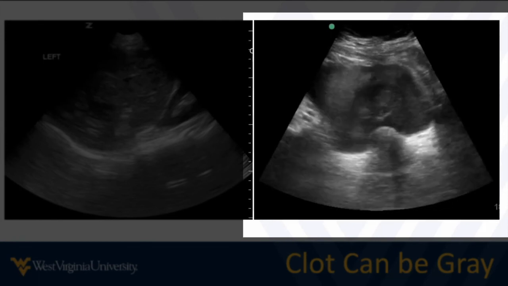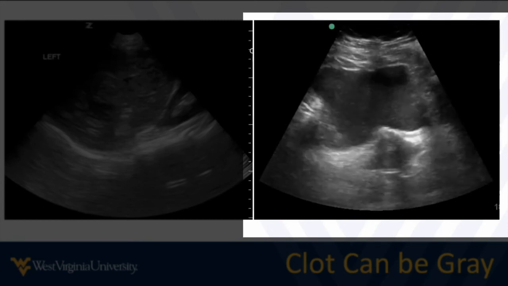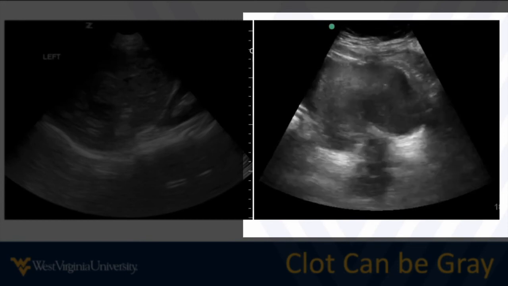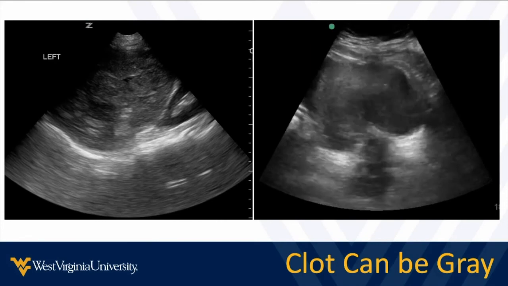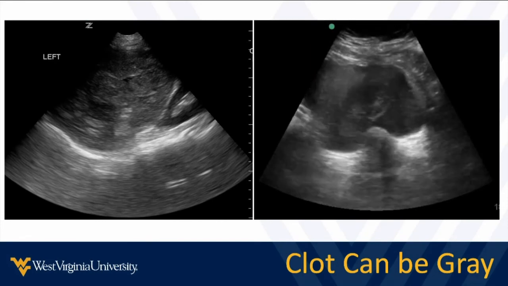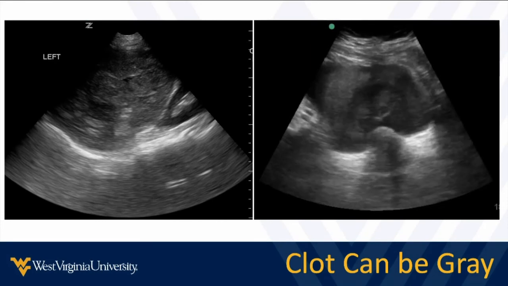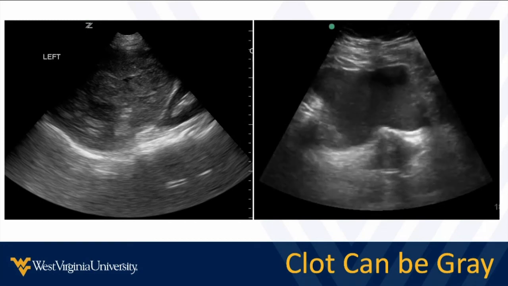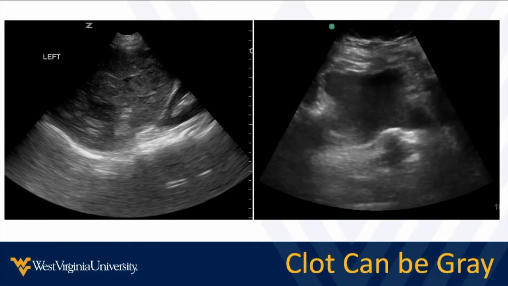Like we said, and we talked about it in the heart, it's also applicable in the chest and in the abdomen. Clot can be gray, and you may see different shades of gray depending on the stage of clotting that is happening. And at least in what I've seen clinically, does not necessarily correlate with the timing from injury like we would expect.